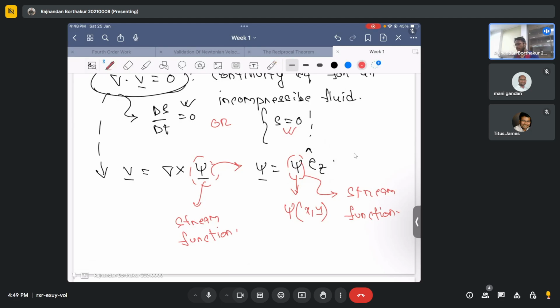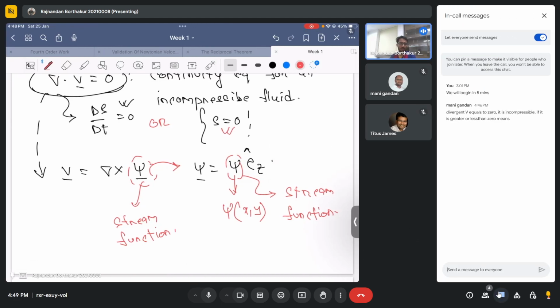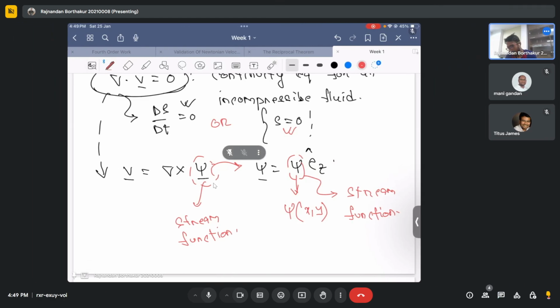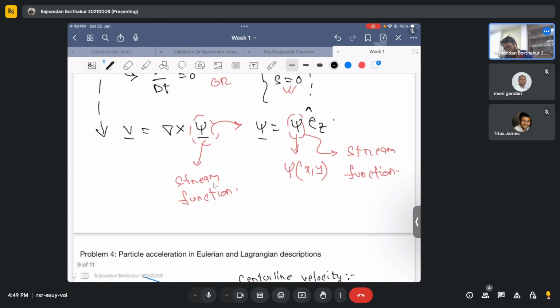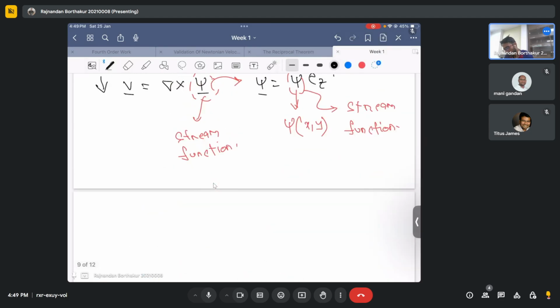And I also wish to discuss something which is known as the velocity potential. But before that, just before finishing, we have time up to 5. So there is a question that divergence equals 0 means it is incompressible. So your question is, what is this then?